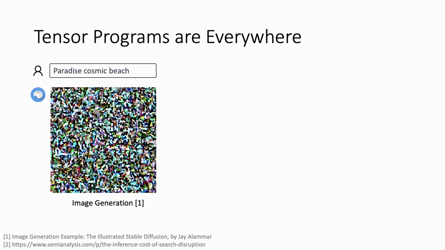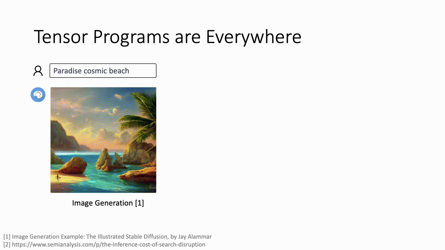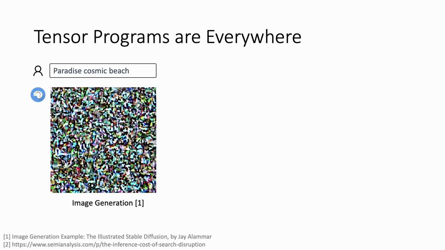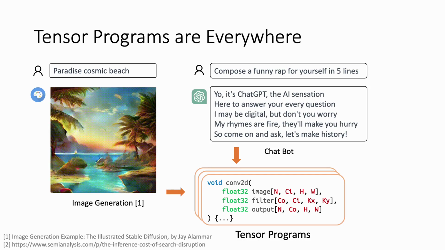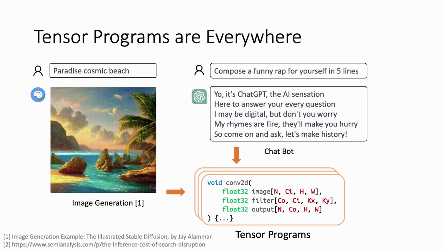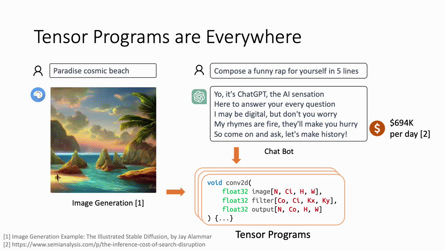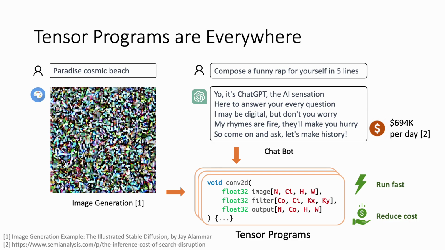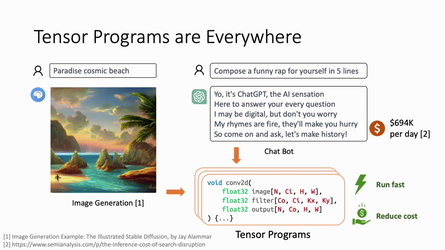With the development of deep learning, more interesting applications are getting accessible to the public. For example, we can draw a picture with a simple description, or communicate with a chatbot in our daily language. At each run of these applications, a bunch of tensor programs will be executed. It's expensive to run such applications. For example, it may take about $700K per day to serve the chatbot. To improve the user experience and save the cost, it's very important to develop efficient tensor programs.